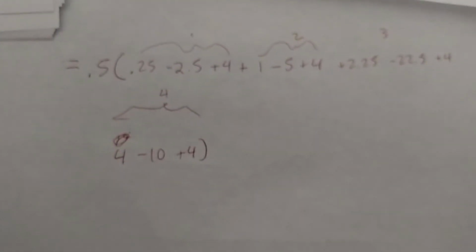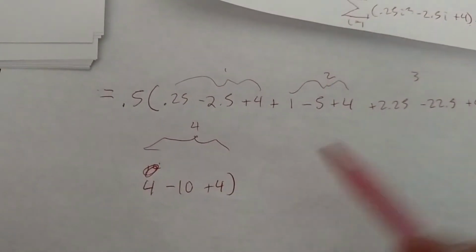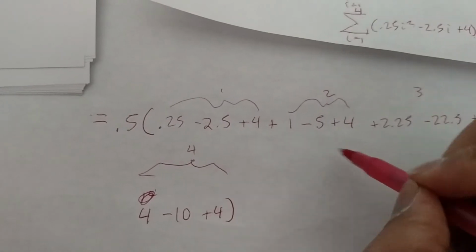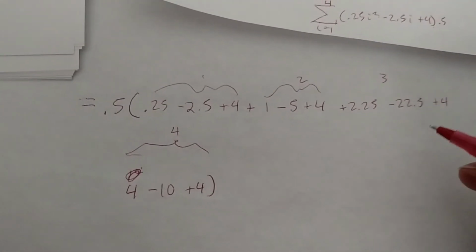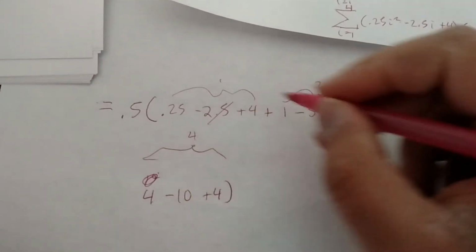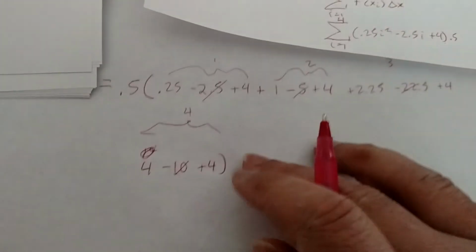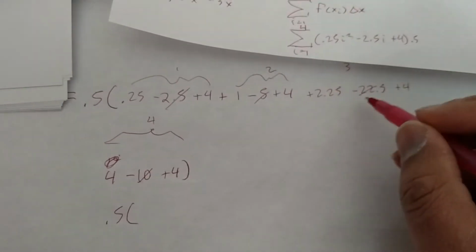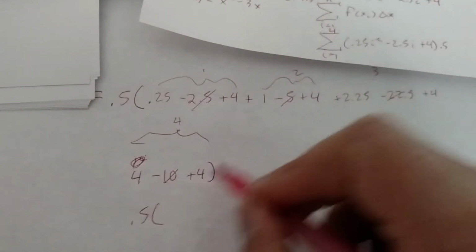Factoring out that 0.5 really helped me a lot because now I don't have to deal with writing that 0.5 over and over again. All right, so there should be some easy steps to figure this out. I'm going to take all my negative numbers and add them up first. Let's see, so negative 0.5, negative 2.5, negative 22.5. That's going to make negative 25, negative 30, negative 40.